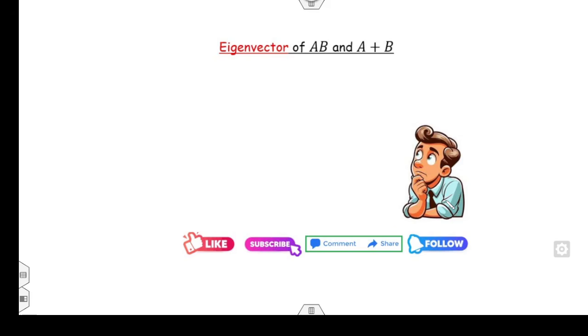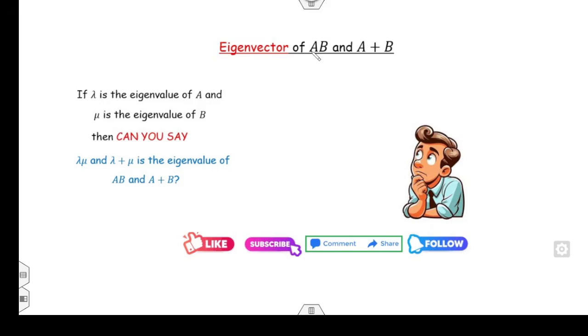Now, based on all these properties, we will see what are the eigenvectors of AB, the product of the matrices, and the sum of the matrices. Make sure A and B are different matrices. If I assume lambda is the eigenvalue of matrix A, mu is the eigenvalue of matrix B, can you say lambda mu and lambda plus mu are the eigenvalues of the matrices AB and A plus B?